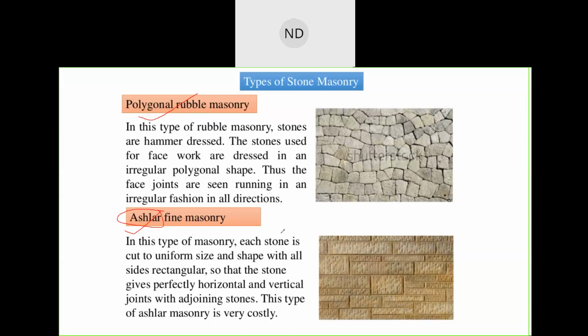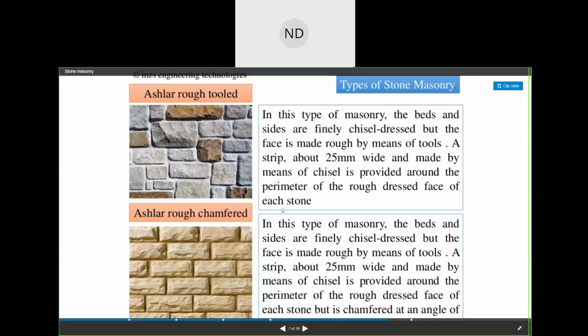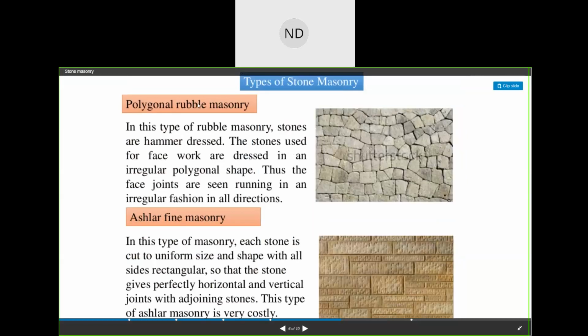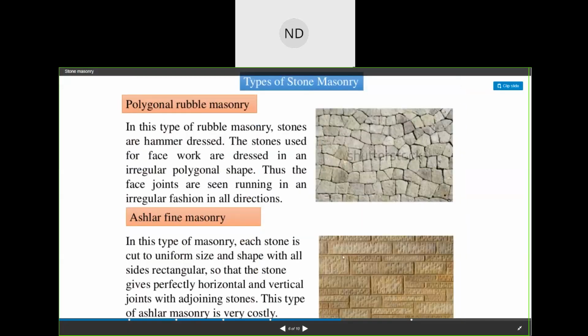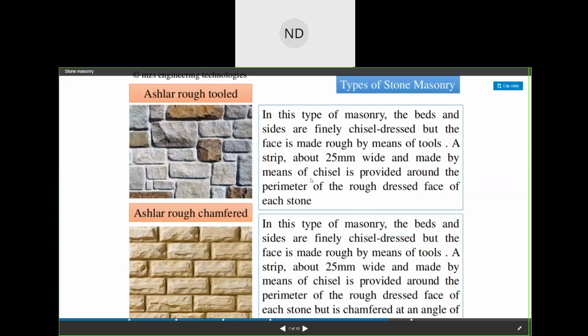Then the next kind of Ashlar masonry is your rough. This one was your fine. You can see how finely it is done. Then we have your rough. Obviously, as the name suggests, this was fine, so it is finely done with the same shape, but this is rough.